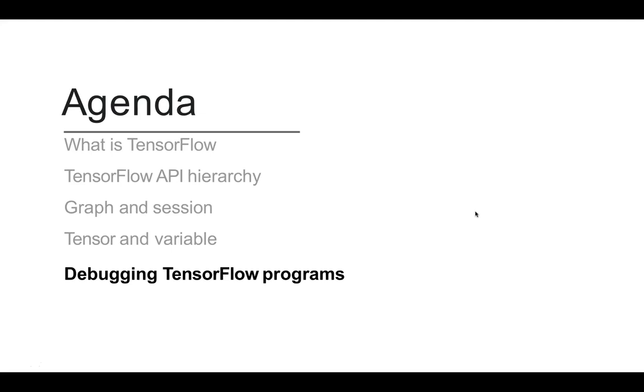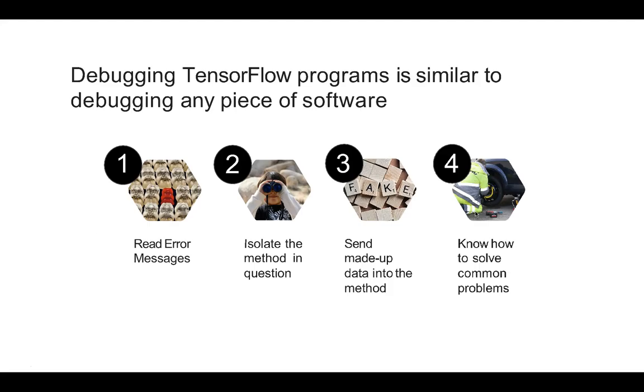Finally, let's talk about debugging TensorFlow programs. I'm almost done. As in any programming language, the first thing we have to do is read the error message and try to understand it, then isolate the method in question, and then send made-up data into the method. The made-up data should be small, and we include intermediate print lines, so that they help us understand what is happening. And then finally know how to solve the common problem. Once you understand what the problem was, how do you solve it? It depends on what you initially wanted to do.